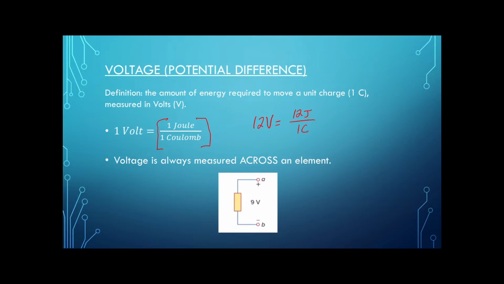And when we measure voltage, we always measure it across a circuit element. So for example, here at the bottom we have a circuit element. It has two terminals, a positive terminal and a negative terminal. And it's also labeled that there is a 9-volt potential difference between those two terminals. So what exactly does this mean? It means that point A, since it is the positive terminal, has 9 volts higher in potential energy than point B, or terminal B, which is the negative terminal of this circuit element. So again, when you measure voltage, always measure across the element.